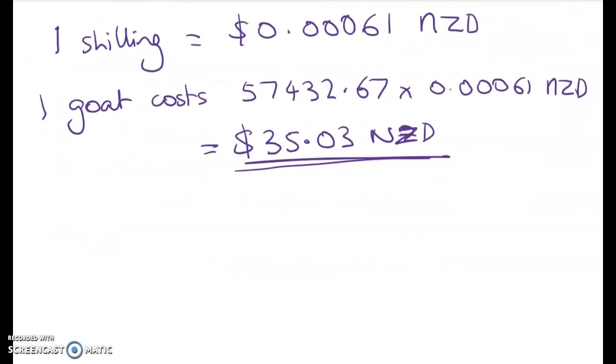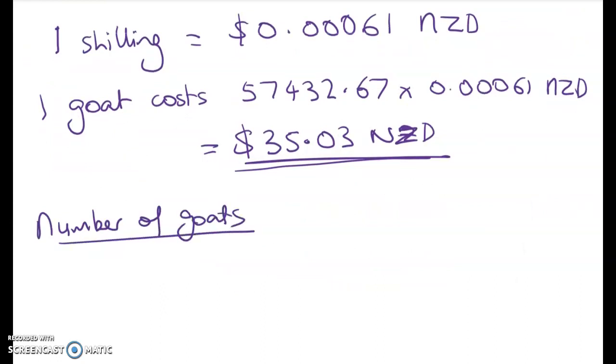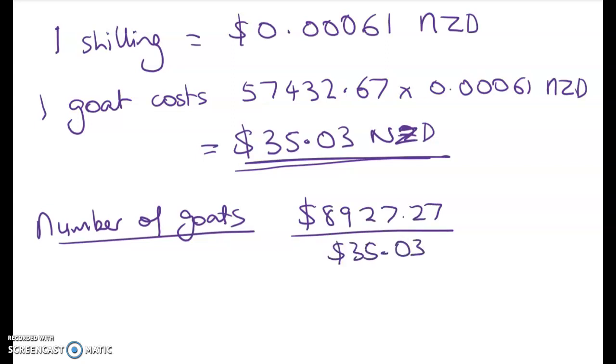We know how much we've got to spend. It will be my total of this divided by the price. And that's going to give me 254.85 goats. I think you could intelligently argue both lots of rounding here because we're just estimating. But I'm going to say that we'll round that down.